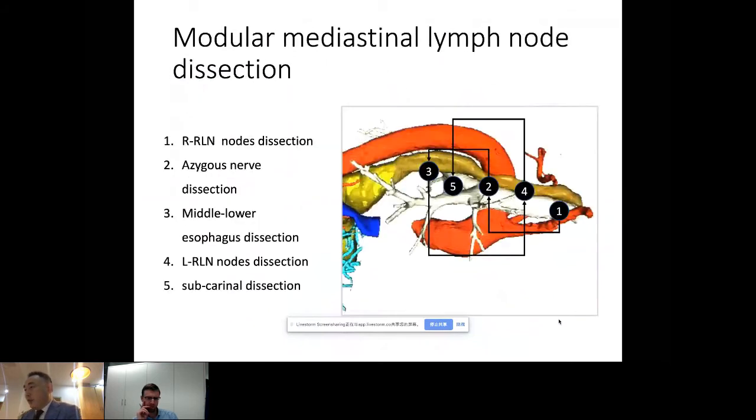And in the chest, we use modular surgical procedures operating in the following order. First, we start from the right recurrent laryngeal nerve lymph node dissection, and then the azygos vein dissection. I'm sorry. Third, we do a middle and lower esophageal dissection. Fourth, we do the left recurrent laryngeal nerve dissection. And then we end with the subcarinal lymph node dissection.